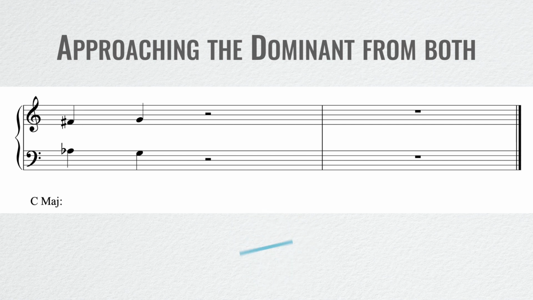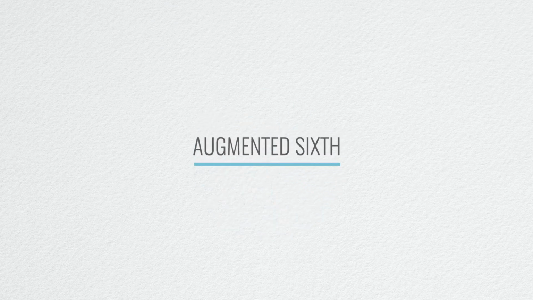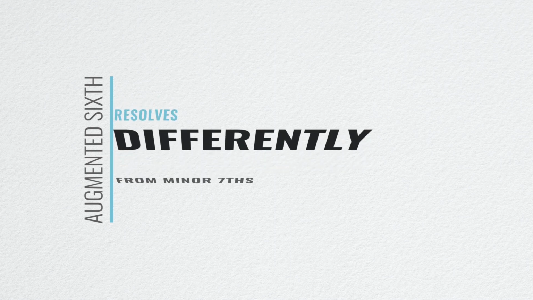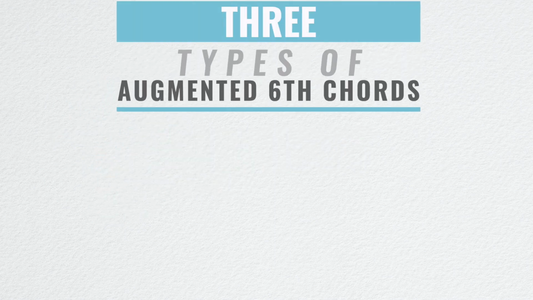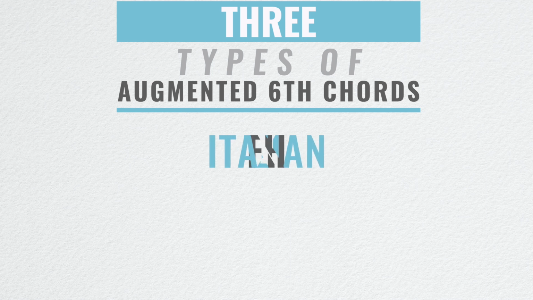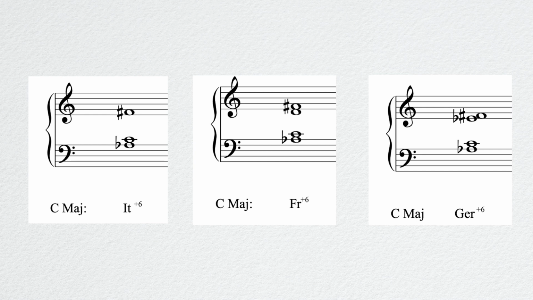Again, though it is enharmonically equivalent to a minor seventh, make sure it is spelled as an augmented sixth since it resolves differently from minor sevenths. There are three types of augmented sixth chords: Italian, French, and German. The middle intervals are what's determining the type of the augmented sixth chord.